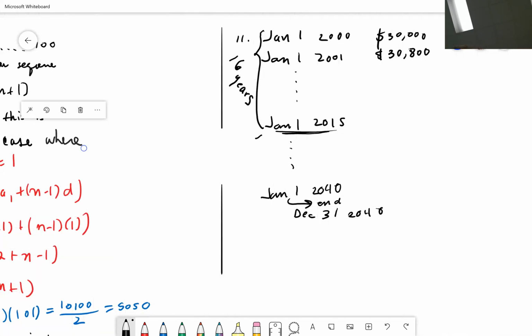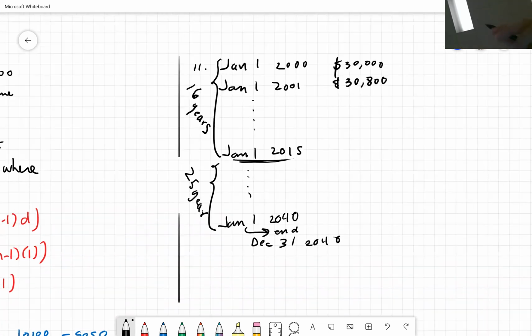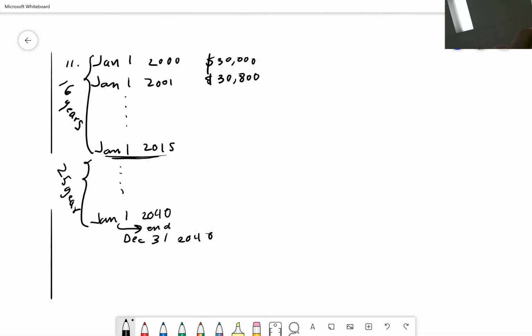Now, from 2016 to 2040, that's 40 minus 16 plus 1. There are 25 years. So this is 25 years. So what we're going to do is figure out the sum here. We're going to figure out how much he made here, and then we're just going to take 25 times this and add it together.